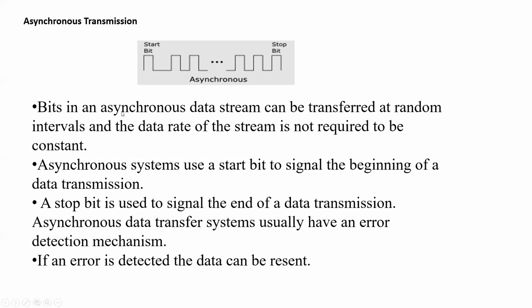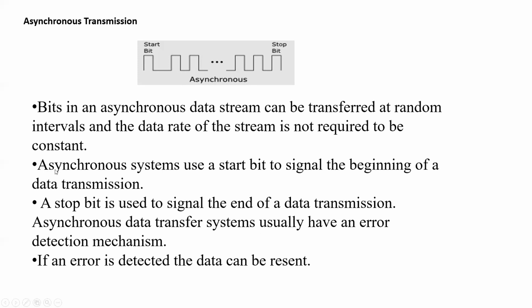Bits in an asynchronous data stream can be transferred at random intervals, and the data rate of the stream is not required to be constant. Okay, this is not the case. We can transfer or not transfer, which means there is no compulsion that it must be 20 MB, 40 MB at the same time. The data may vary from time to time.